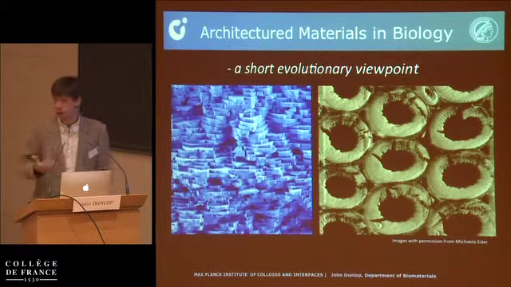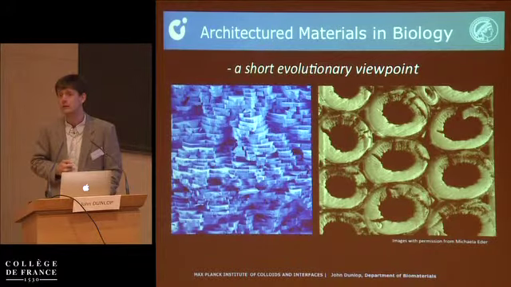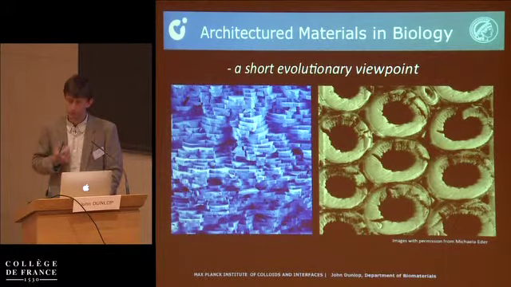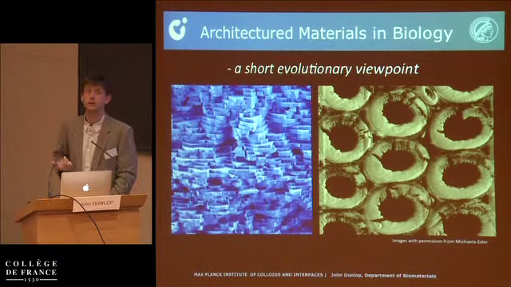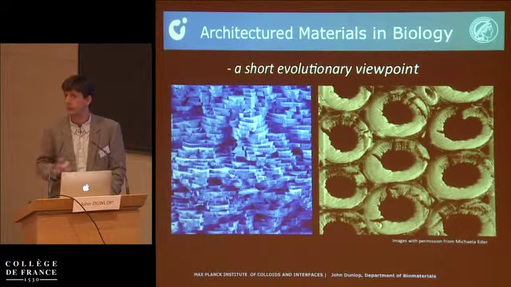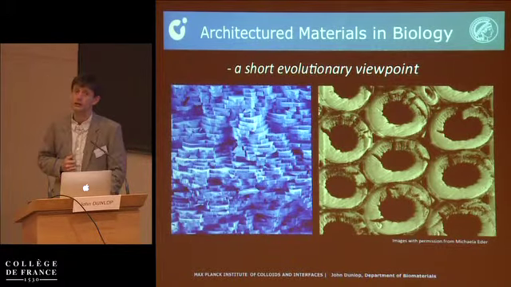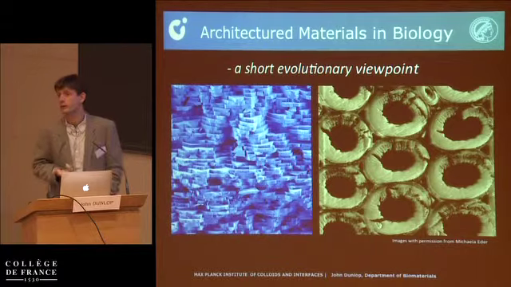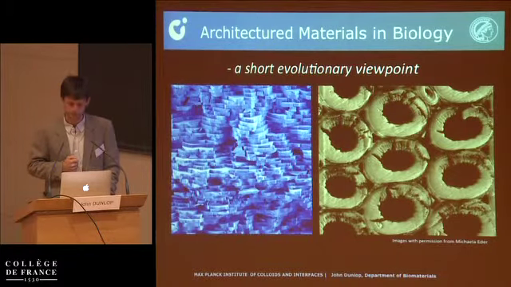So the first thing I'm going to do is to discuss a little bit about these ideas. And then I'd like to give you an example of where architecture is found in biology, where you have an architectural control parameter which is used to get different functions. And then I'd like to talk at the end a little bit about processing. So what do we know about how natural materials are being processed?